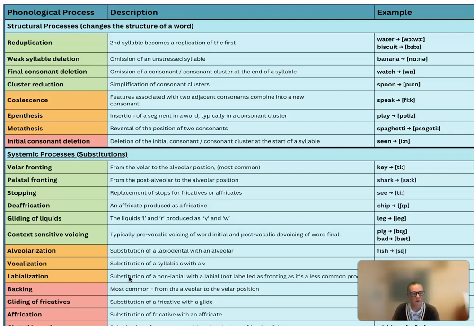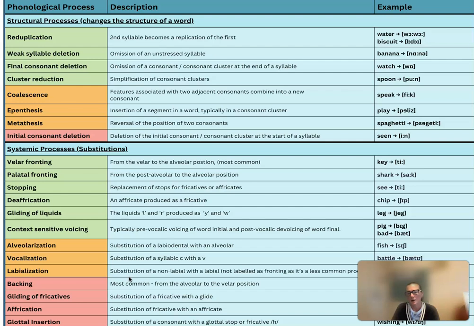The first one is reduplication. That's when, in younger children, the second syllable becomes a replication of the first. The example I've given is the word water. The first syllable is war, and so what the child has done is just repeated it: war war. And for biscuit, instead of saying biscuit, they've said bibby, which you can really hear in very young children.